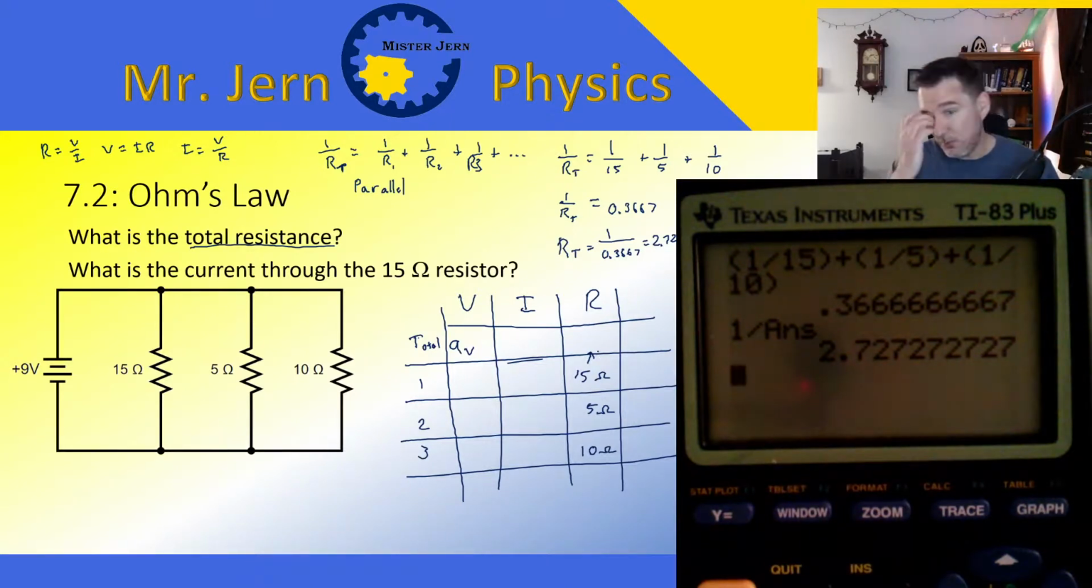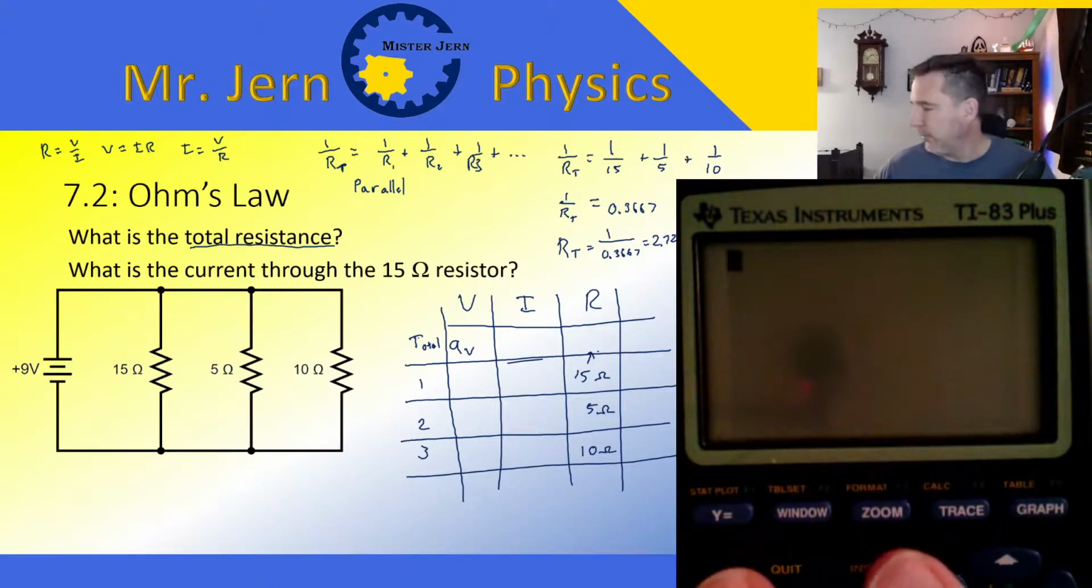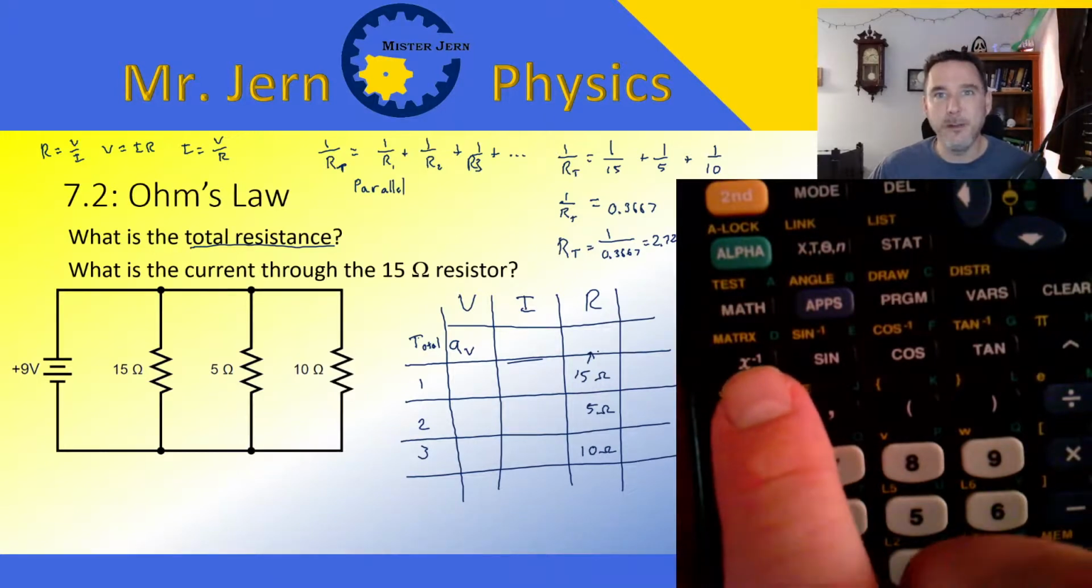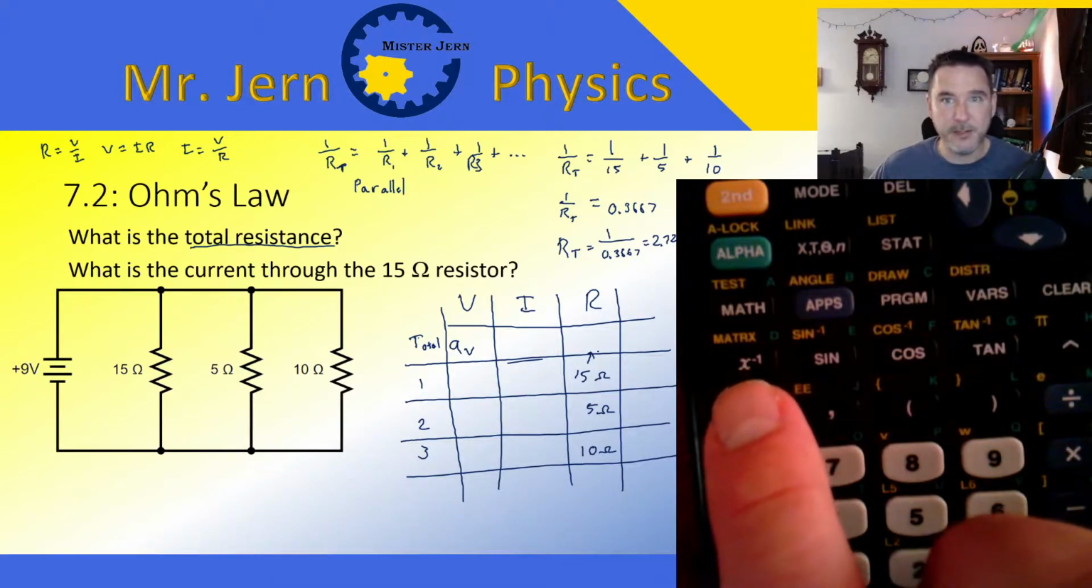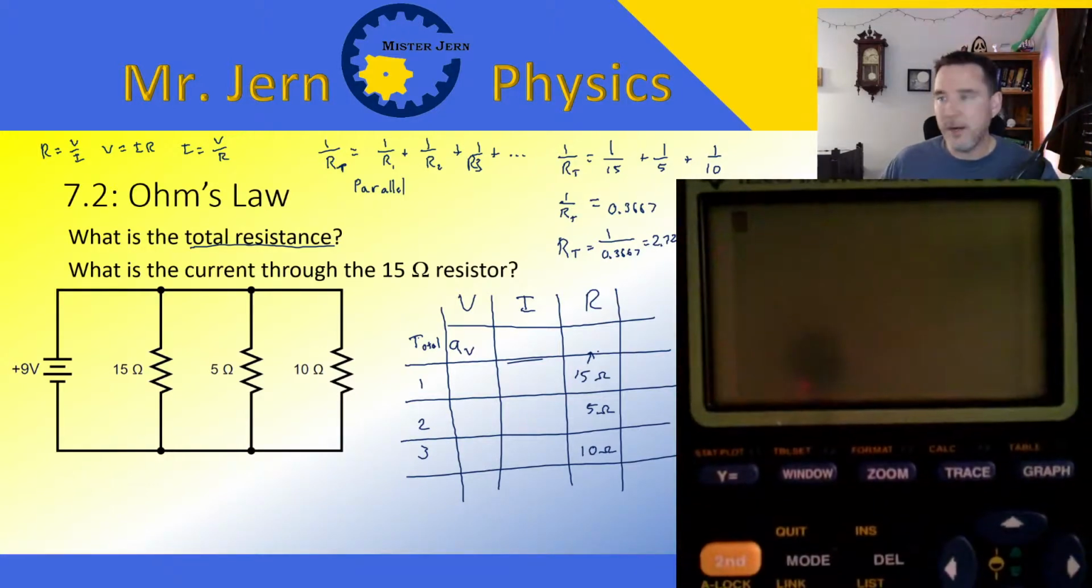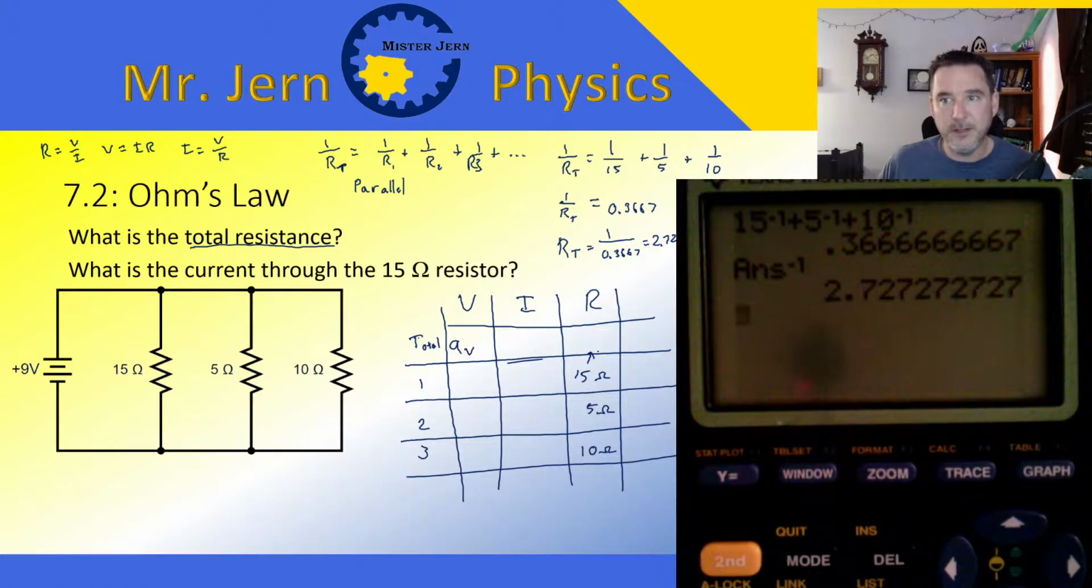That said, I'm going to show you one more time the way I like to do it. I like to use this x to the negative 1, the inverse button, and it might look different on your calculator. It might be in a slightly different location. That way I can just do 15 inverse, which is the same thing as 1 over 15, plus 5 inverse, plus 10 inverse, and there's my 3.66667. And then I just take the inverse of that, and there's my 2.72.